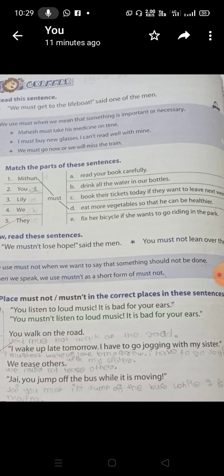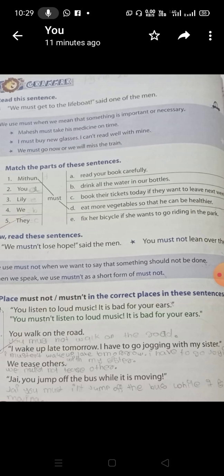You listen to loud music, it is bad for your ears. Means you must not listen to loud music, it is bad for your ears. Okay, we are using here the short form of must not, mustn't. You walk on the road, you must not walk on the road. Third, I wake up late tomorrow, I have to go jogging with my sister. I mustn't wake up late tomorrow, I have to go jogging with my sister. We tease others, we must not tease others.